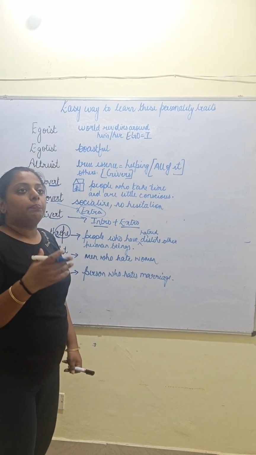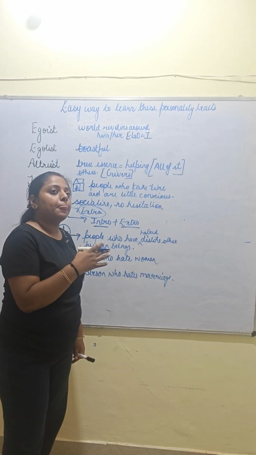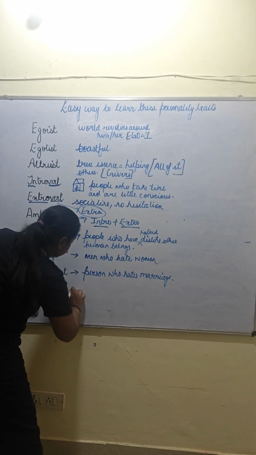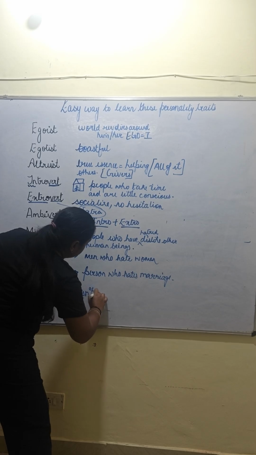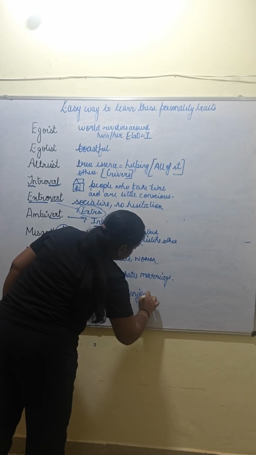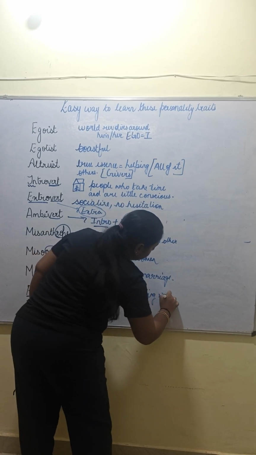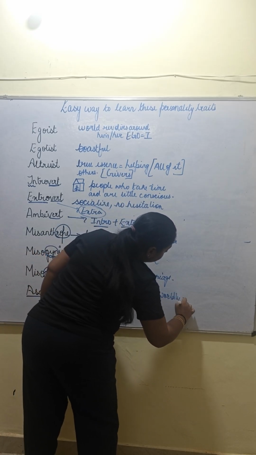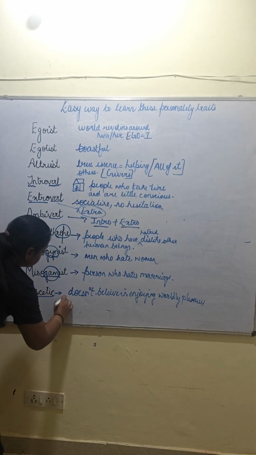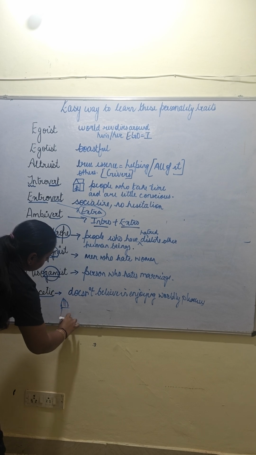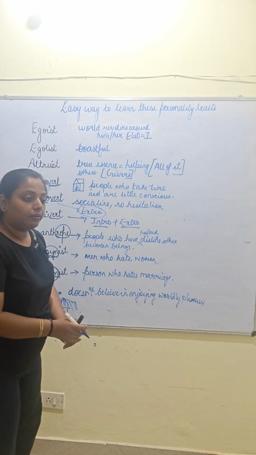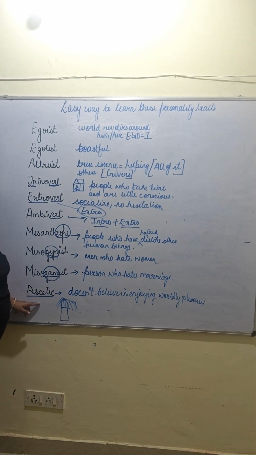Ascetic. A person who does not believe in enjoying the worldly pleasures. Okay? One who doesn't believe in enjoying worldly pleasures. Okay, they love to live a simple life. And you can remember this word ascetic by ashram. Okay? Consider the people living in ashram are ascetic people, monks. Monks lead an ascetic life.